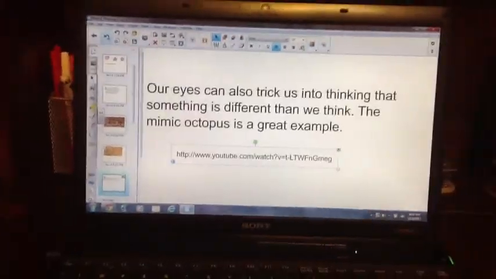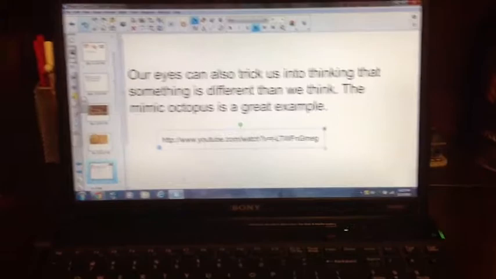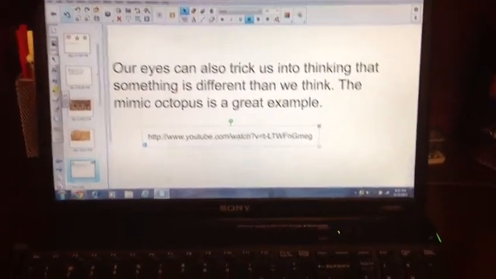Our eyes can also trick us into thinking that something is different than we think. The mimic octopus does this all the time when it's hiding from dangerous predators.